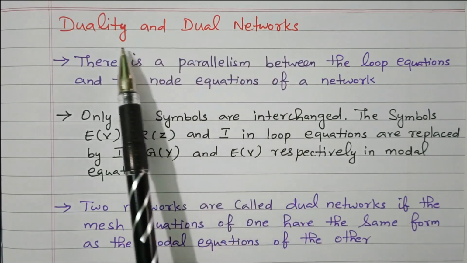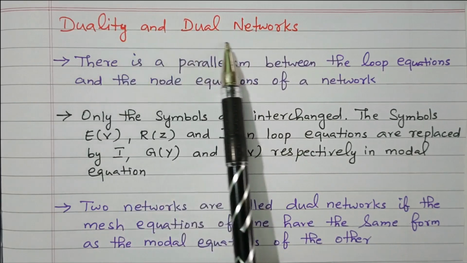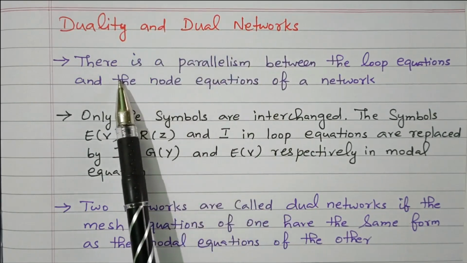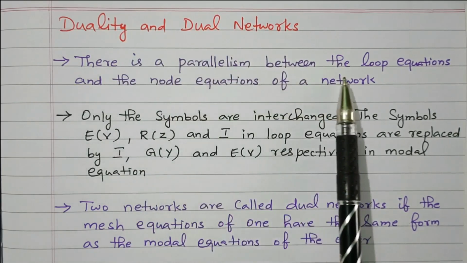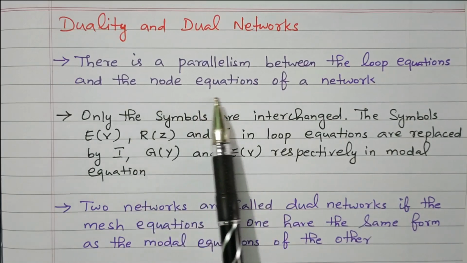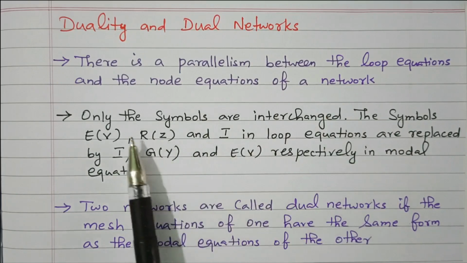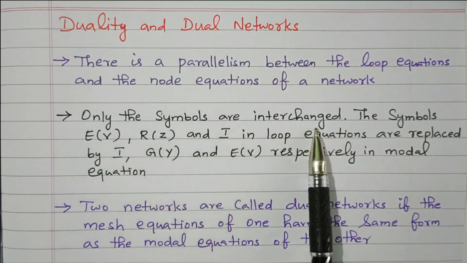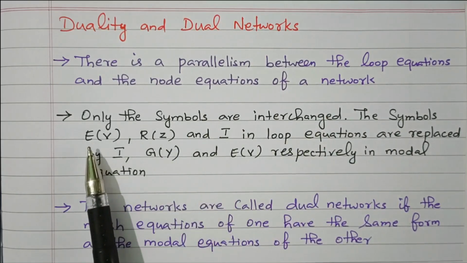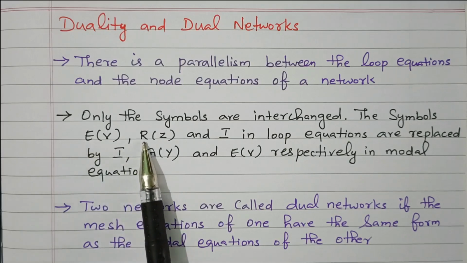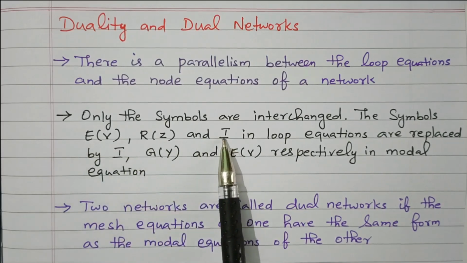Now we'll go to the topic: details about duality and dual network. There is a parallelism between the loop equation and the node equation of a network. So there is a relation available, only the symbols are interchanged. The symbols, the voltage E or resistance R and current.